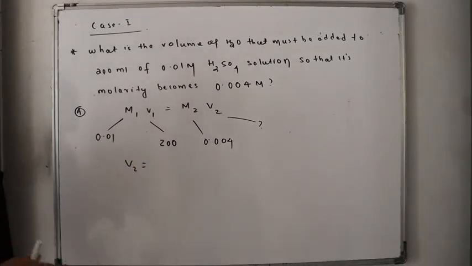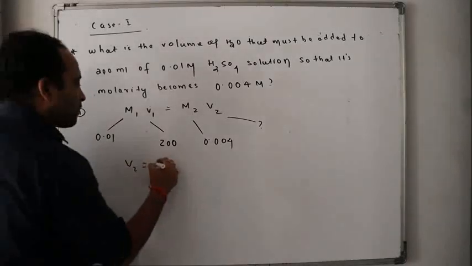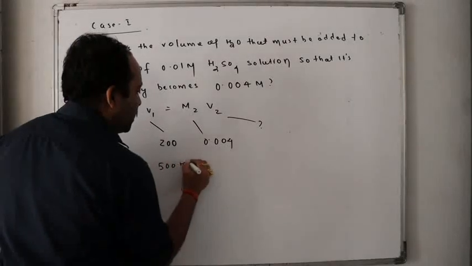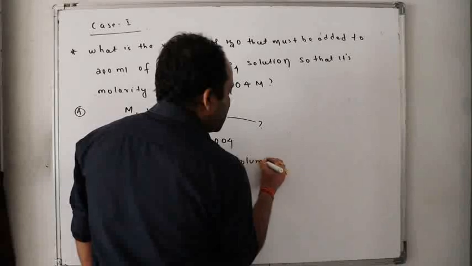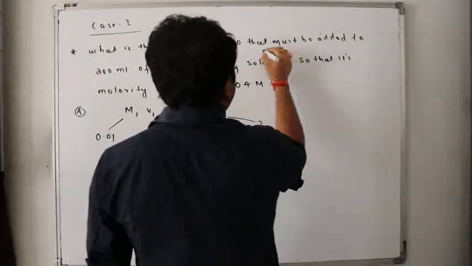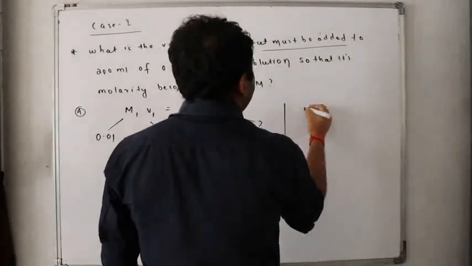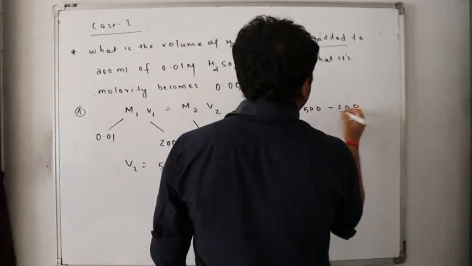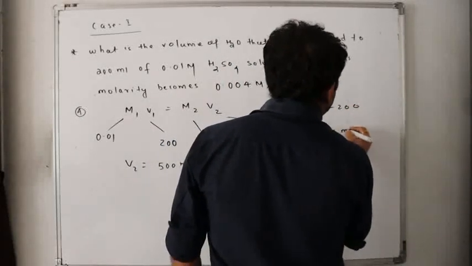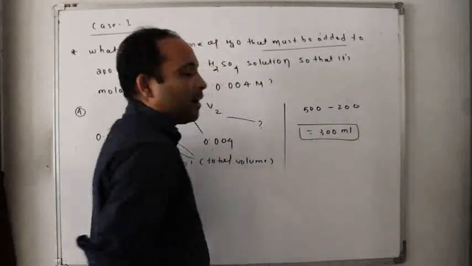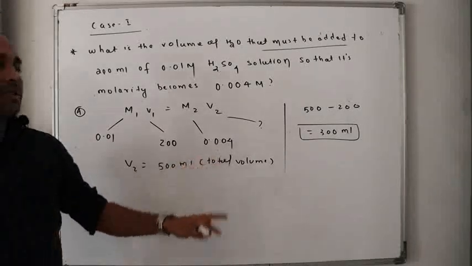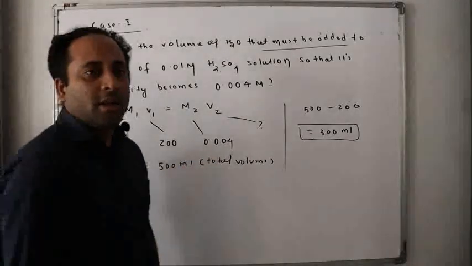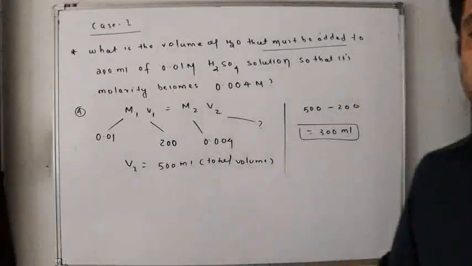So if I calculate it, V2 is equal to 0.01 into 200 divided by 0.004. If you calculate this, V2 will be 500 ml. This is the total volume. But the question they have asked is how much water must be added. So 500 is final. Initially we had 200. So how much will be added? 300 ml is the answer. This must be added to get the desired concentration. Easy? Please copy.